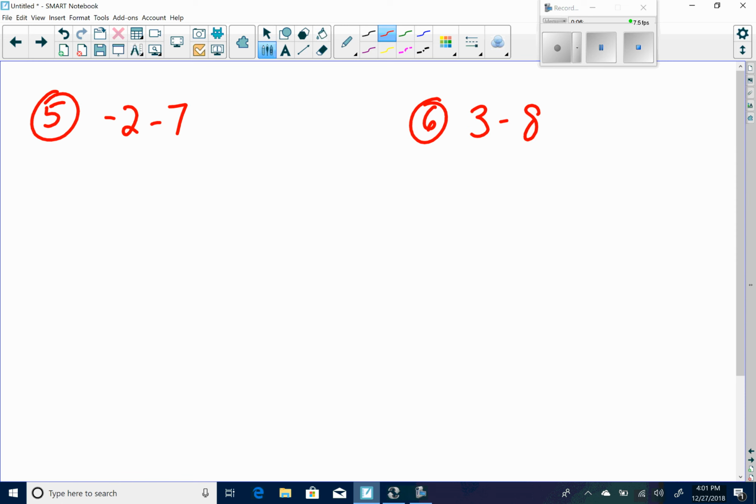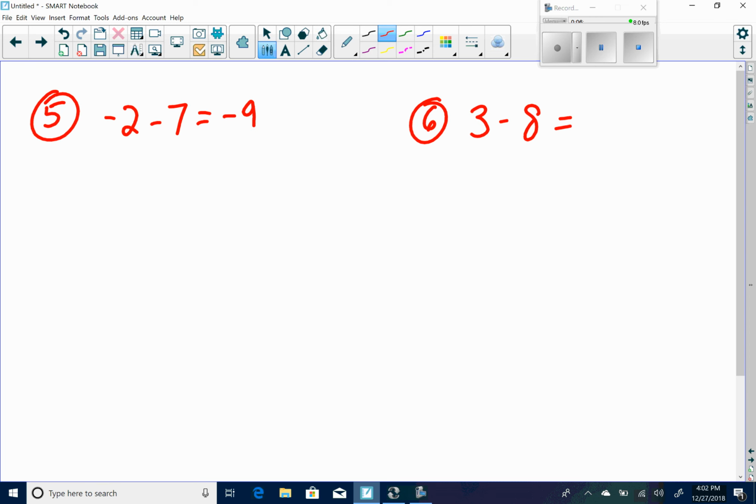All right, looking at example 5, we have a negative 2 minus 7. But look at each individual number here. The 2 is a negative, and what's the 7? Well, the 7 is also a negative. So we could look at this as we owe 2 and we owe 7. So how much do we owe altogether? If you're thinking negative 9, we owe 9 altogether, you would be correct.